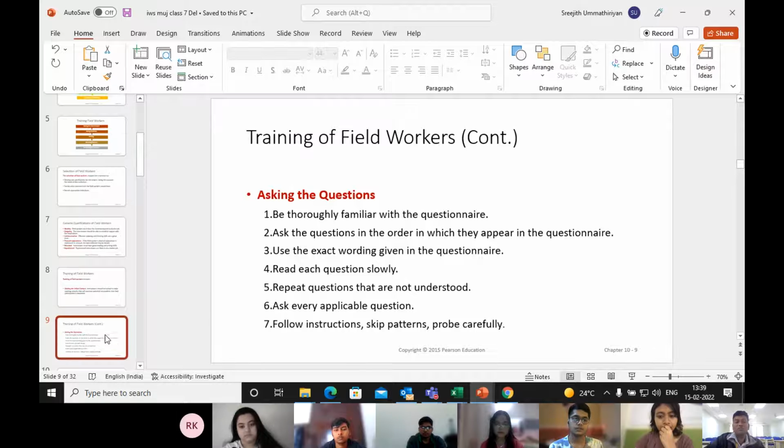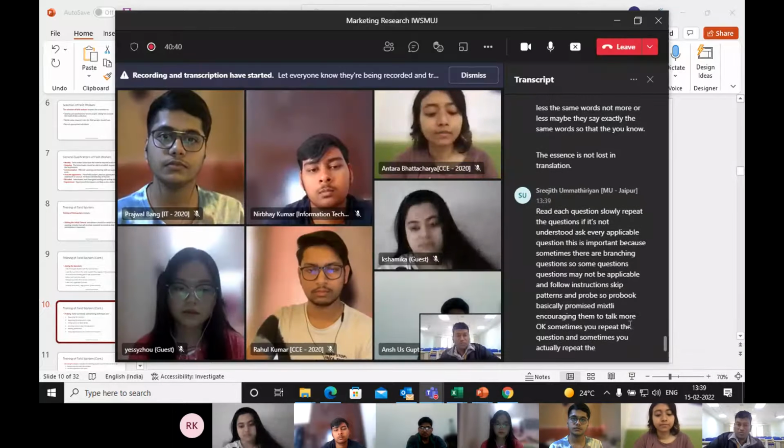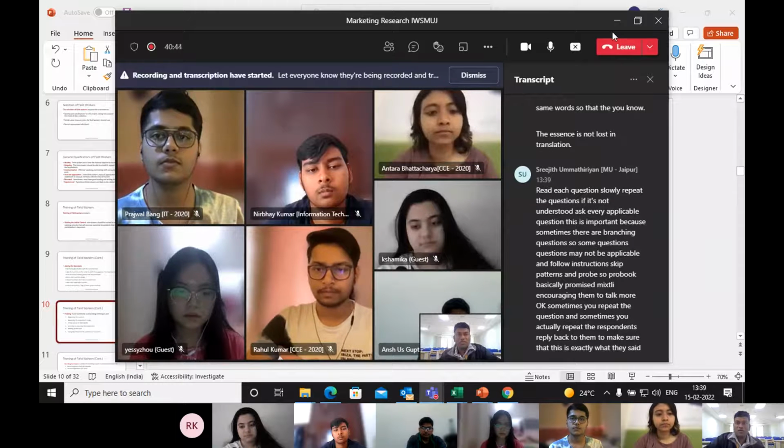And follow instructions, skip patterns, and probe. Probing is basically encouraging them to talk more. Sometimes you repeat the question, and sometimes you repeat the respondent's reply back to them to make sure that this is exactly what they said.